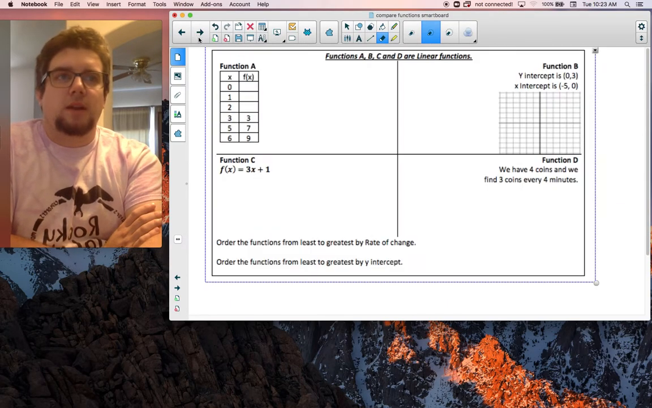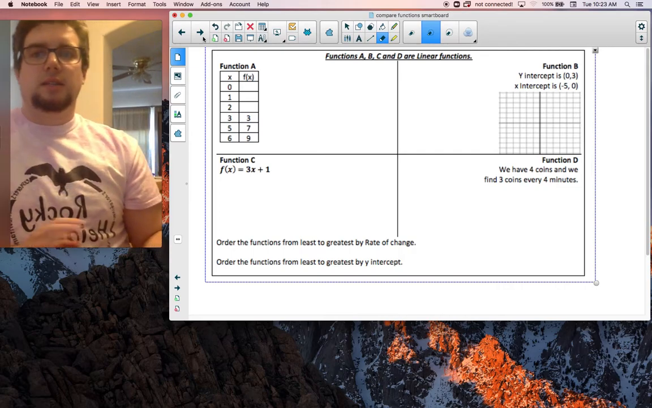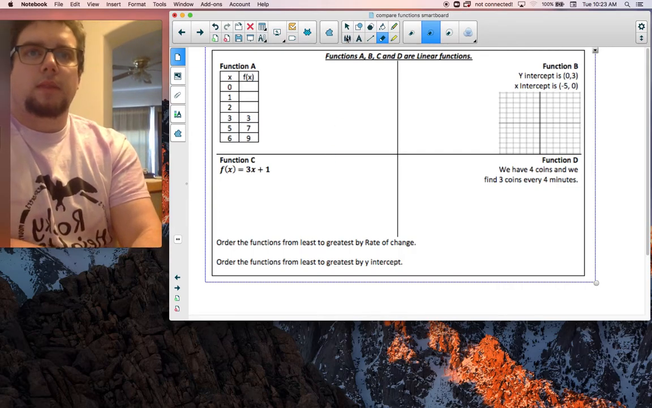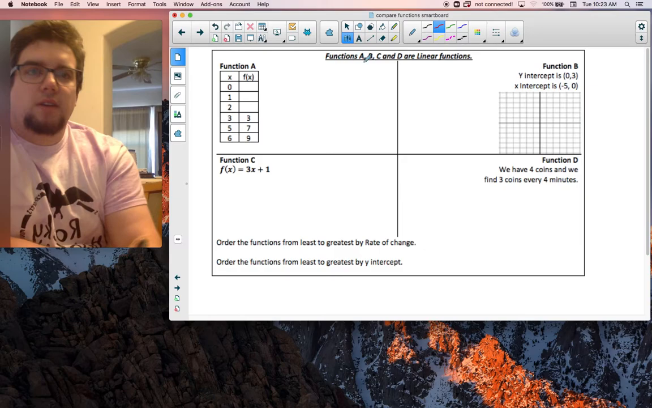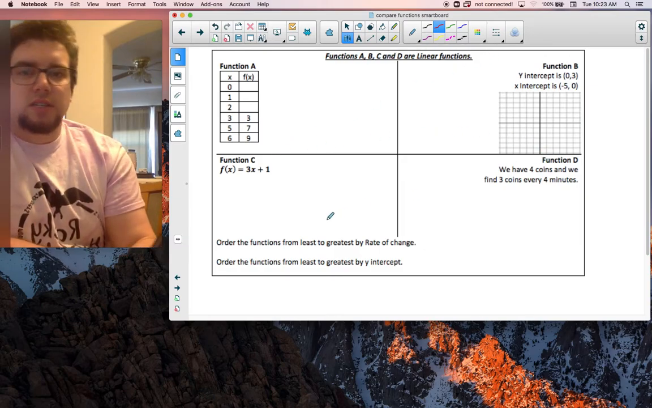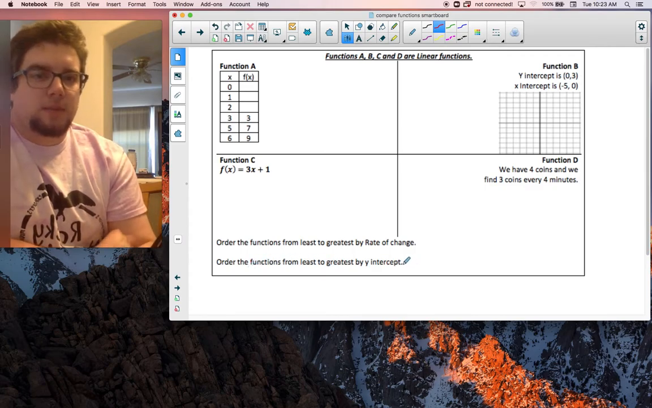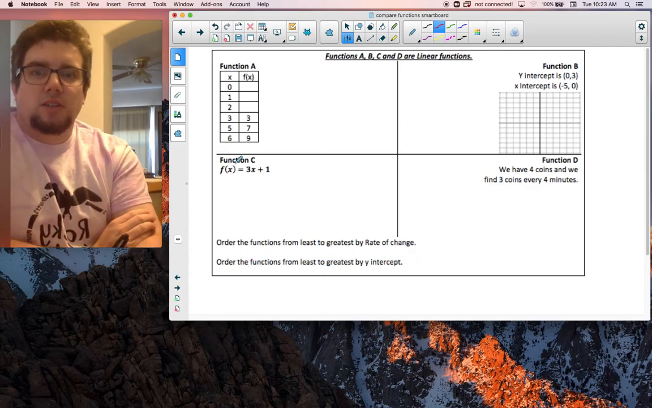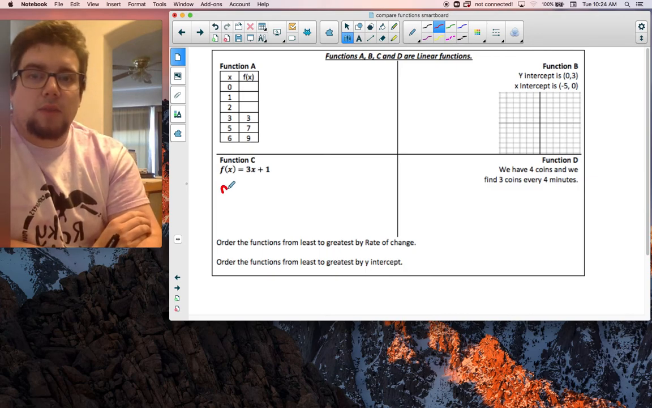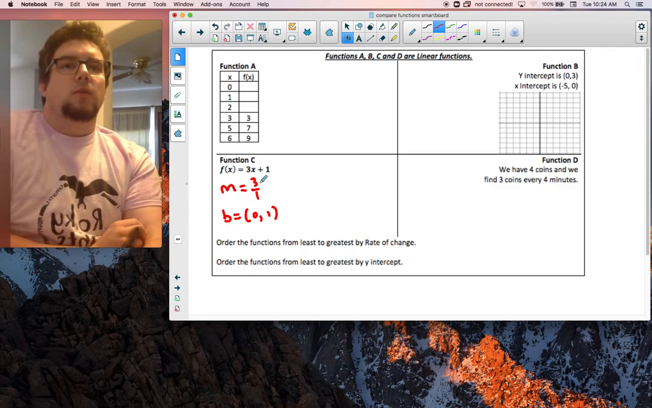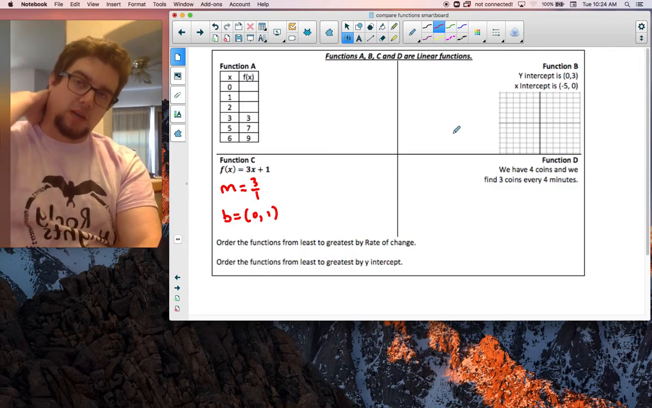All right, the next part on that worksheet was this. I want to compare function A, function B, function C, and function D. I want to order their rate of change from least to greatest, and then their y-intercepts from least to greatest. So function C, we already have that information directly given to us. So m is 3 over 1, b is 0, comma 1. So we're good there. The rest of these, we're going to have to get the information.